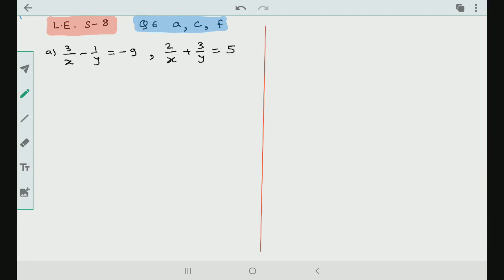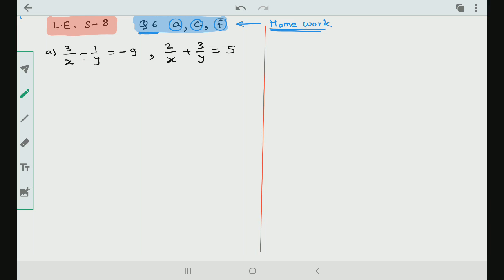In this session, I have chosen question number 6, that is the next question. Only A, C and F questions, and that's the homework for today. I will be trying all the questions. You have to understand these questions properly together and stop the video and start solving. Do not solve any question after I complete it. Okay? So let us understand how we can solve.